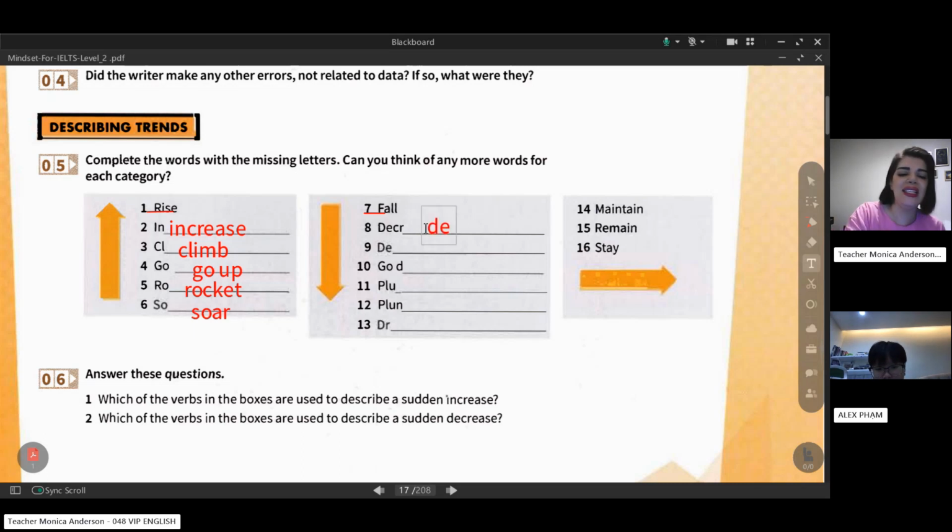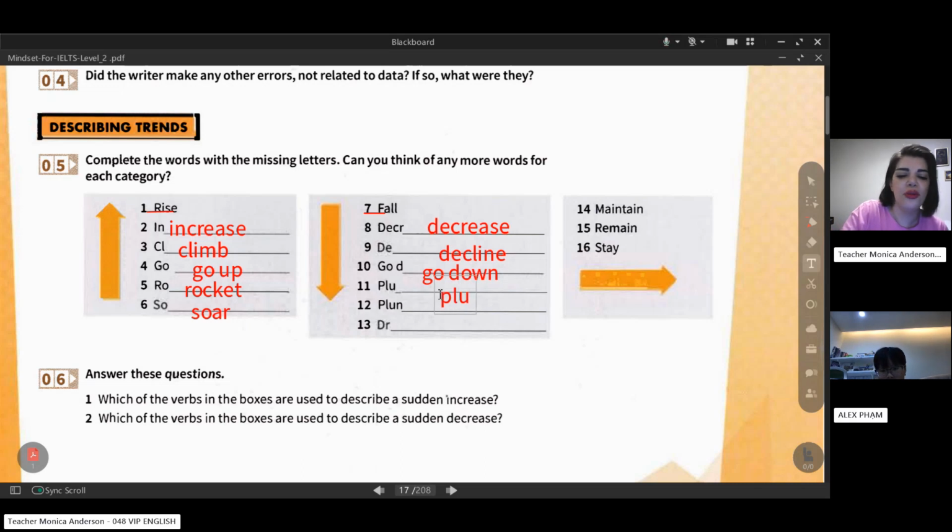Number 8, decrease, of course, the most common. And another one, can you guess? Decline. Decline means decrease. Or go down. Go down, of course, very good. And these two, you don't know these two words, so let me say. We have plummet and plunge.